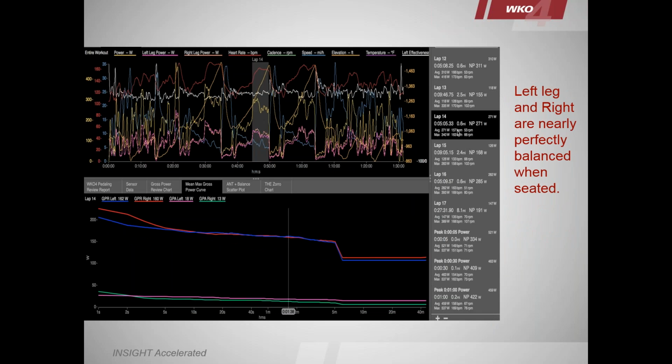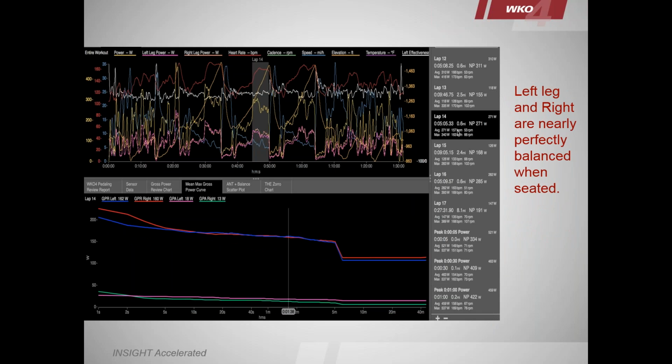Okay, so now there's some training that maybe happened, right? Or maybe an adaptation, or maybe a little bit of, hey, I figured out how to do this a little bit. And that left leg is identical to the right leg when that left leg is seated and the rider is climbing up the hill.